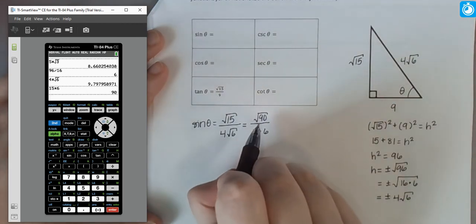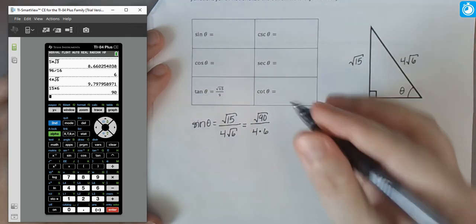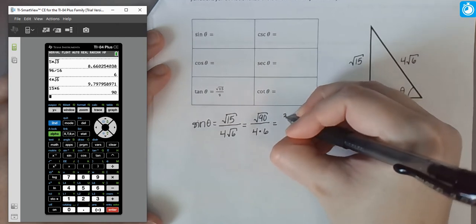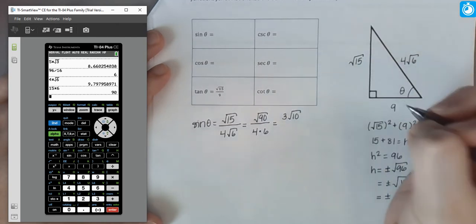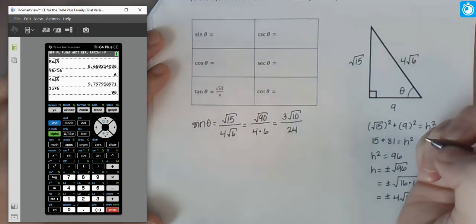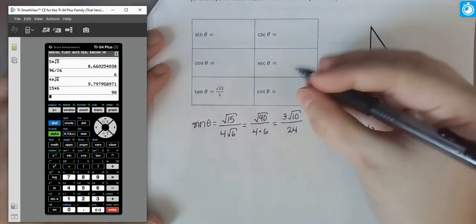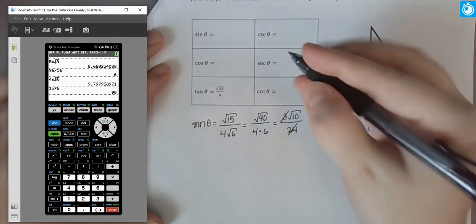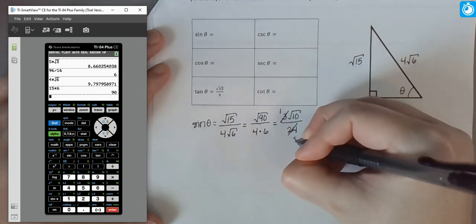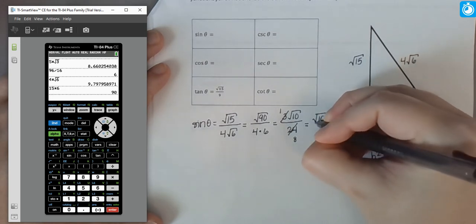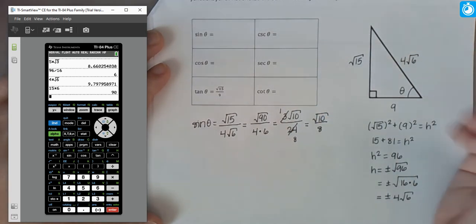Now, can we simplify anything related to the square root of 90? Well, again, 90 is not a perfect square, but 9 divides in. And the square root of 9 is going to be 3. So that simplifies to 3 with that root 10 left over. And then our denominator is going to be 24, or you can leave it as 4 and 6 if you want. Now we can simplify that common factor of 3. So 3 divides into itself 1 time. It divides into 24 8 times. So that means our sine has a value of root 10 over 8.